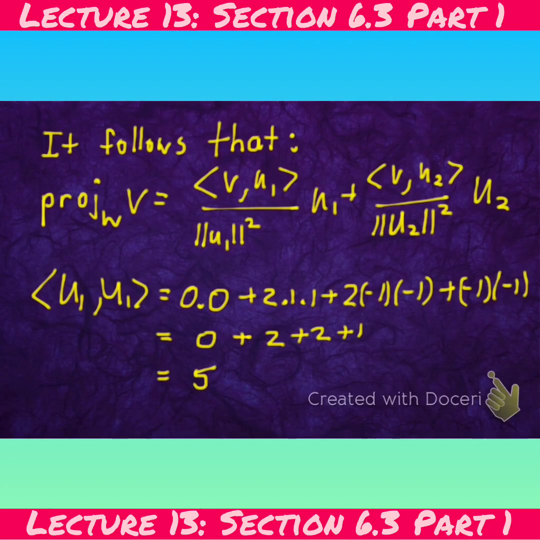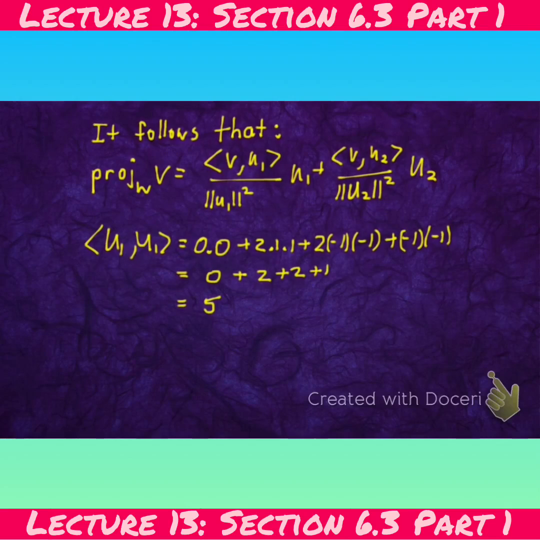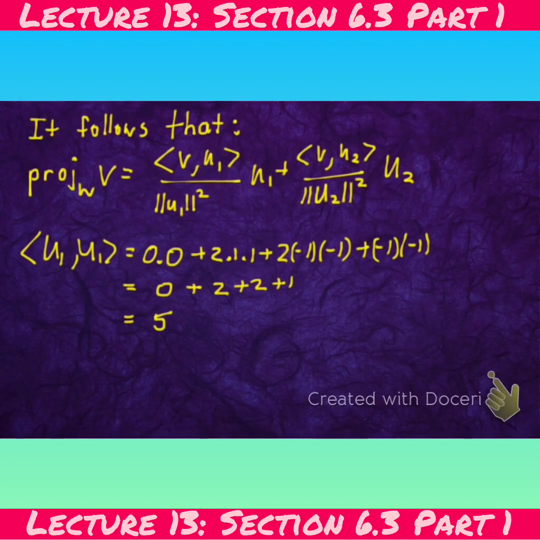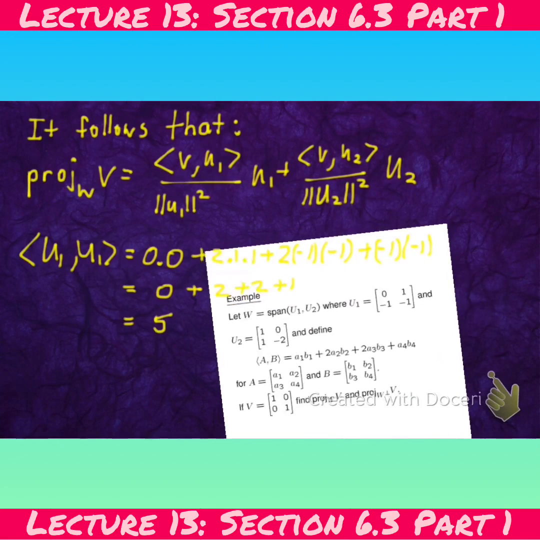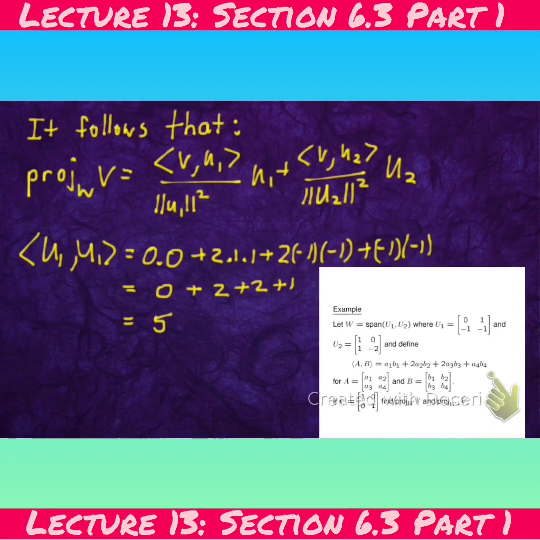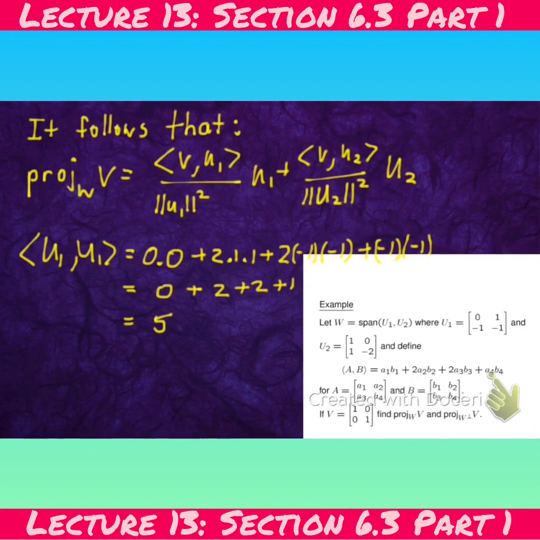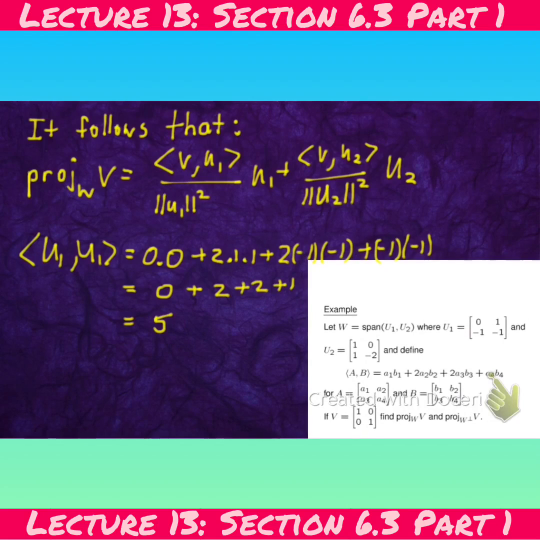Now, having said that, what we need to do is find the norm of u1 and the norm of u2. To do that, we are going to apply the rule that we have been assigned. So what is the orthogonality rule that we're talking about here? Or the inner product rule.